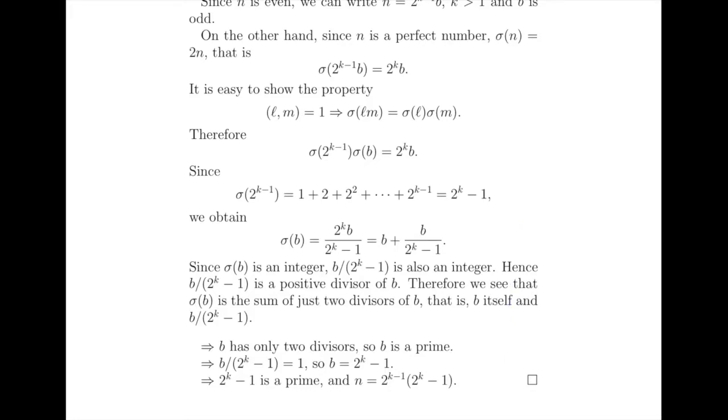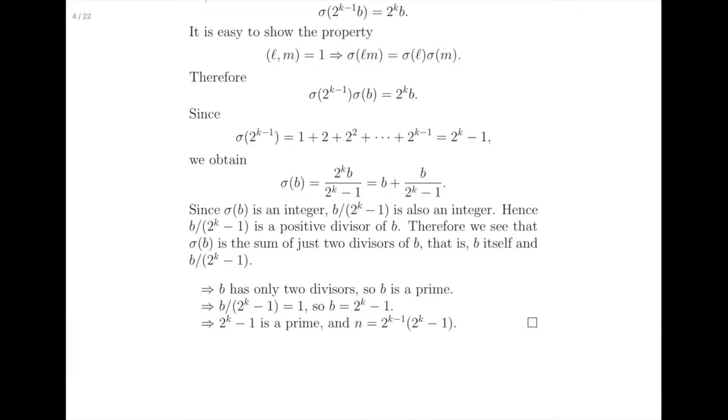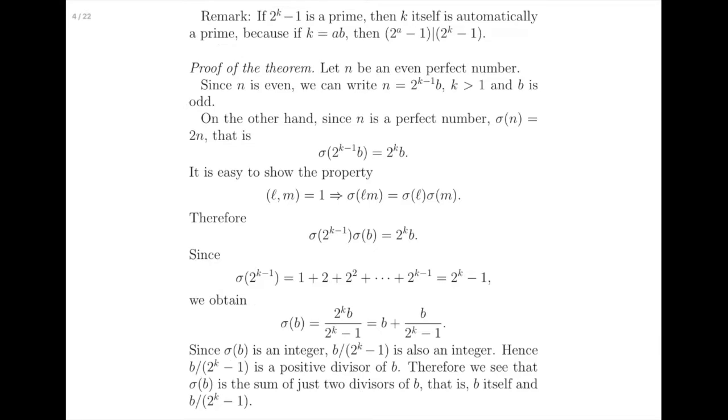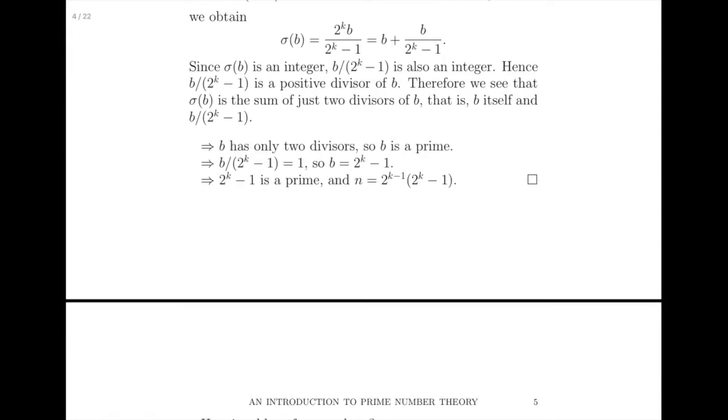So now we can conclude the proof that b has only two divisors, which means b is a prime. And moreover, we know that b over 2 to the k minus 1 is exactly equal to 1. That is, b is equal to 2 to the k minus 1. So therefore, our n is 2 to the k minus 1 times b, but b is 2 to the k minus 1.